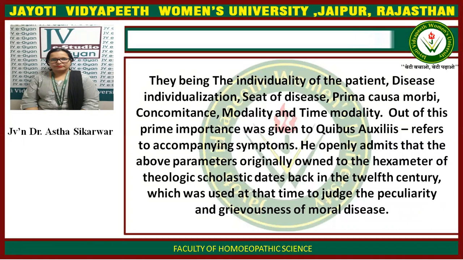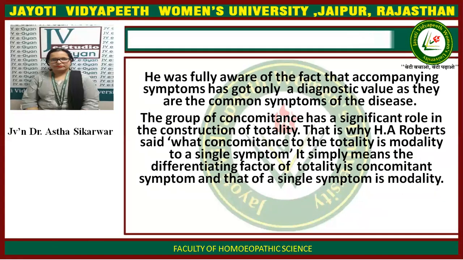He openly admits that the above parameters originally owed to the hexameter of theologic scholastics dating back to the 12th century, which was used at that time to judge the peculiarity and grievousness of moral disease. He was fully aware of the fact that accompanying symptoms have only a diagnostic value, as they are the common symptoms of the disease.